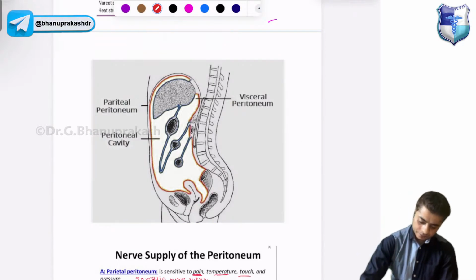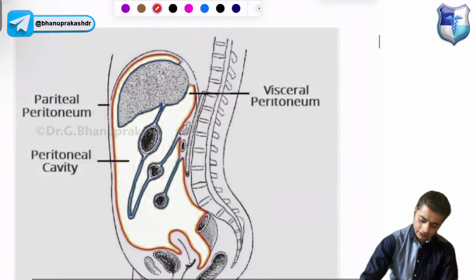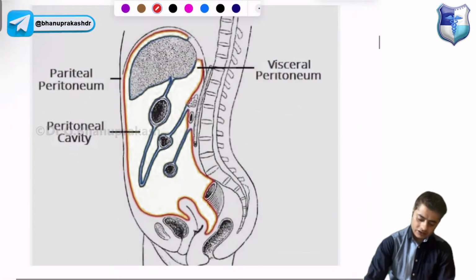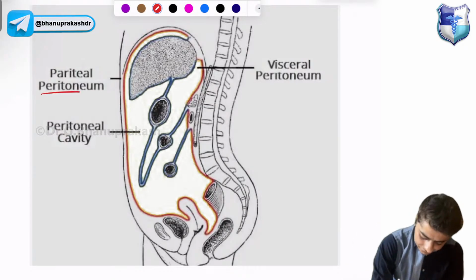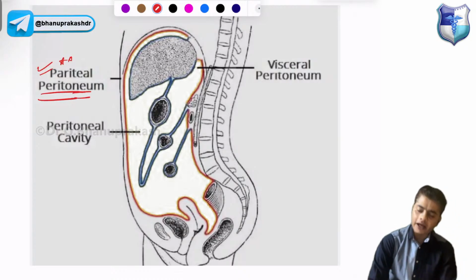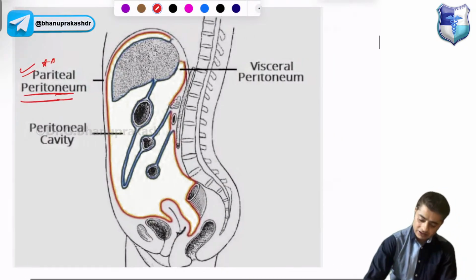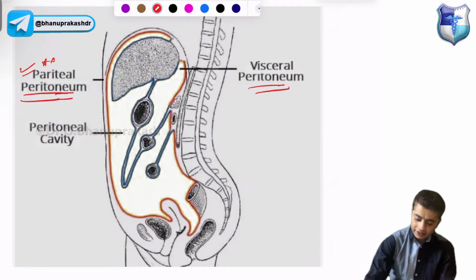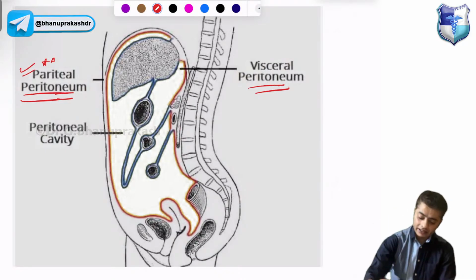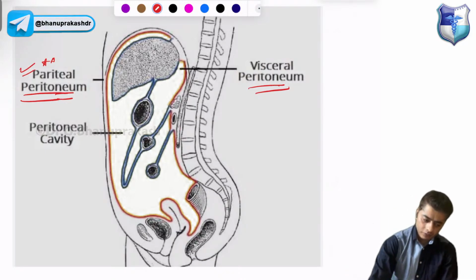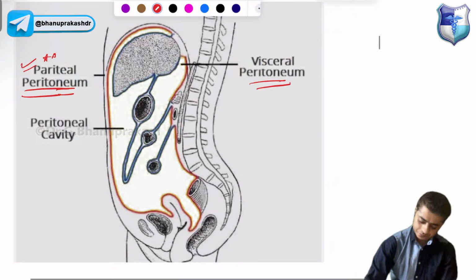So coming to the parietal peritoneum, here you can see that it covers the abdominal wall layer. Whereas the visceral peritoneum generally lies underneath any hollow visceral organ like the liver, spleen, or any intestinal organ. So it underlies any abdominal organ, whereas the parietal peritoneum is underlying the abdominal wall.